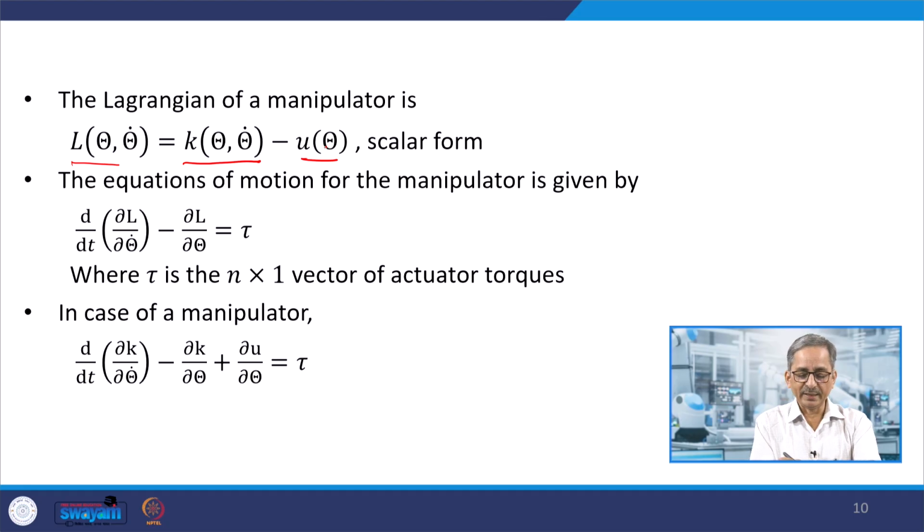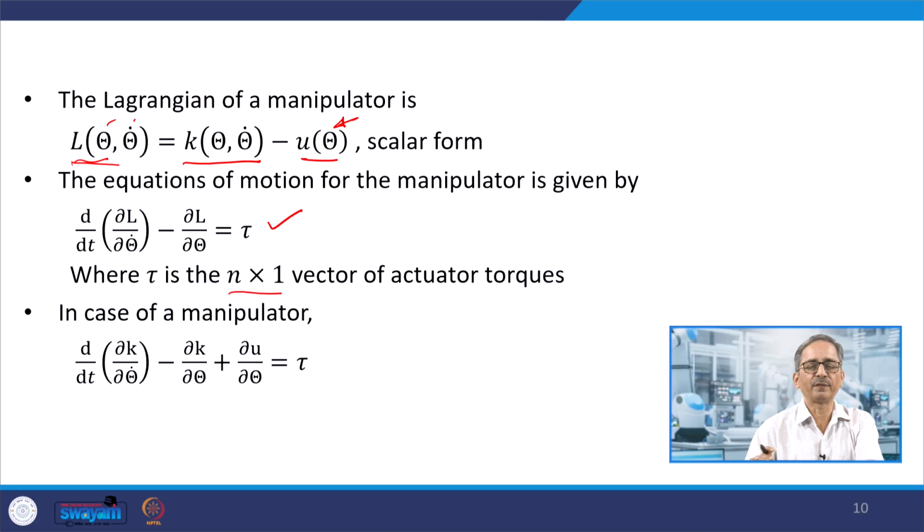We have seen that U is going to be a function of theta only, whereas the kinetic energy is going to be a function of theta as well as the theta derivative. So, our Lagrangian is going to be a function of theta and theta dot. Now I can write the equation of motion for the manipulator: d by dt of del L by del theta dot minus del L by del theta is equal to tau. This tau is an n cross 1 vector of the actuator torques.